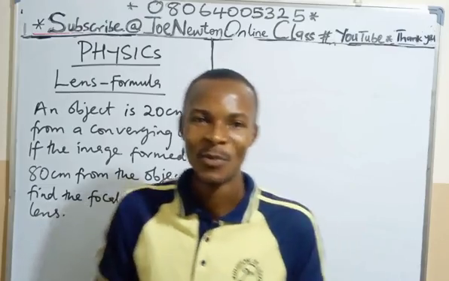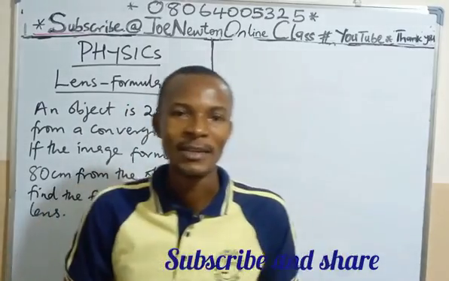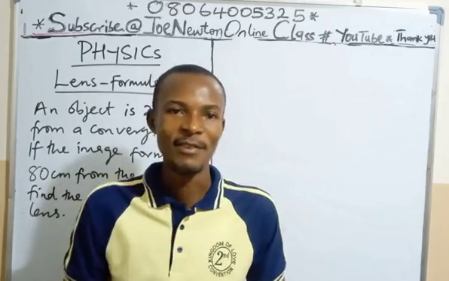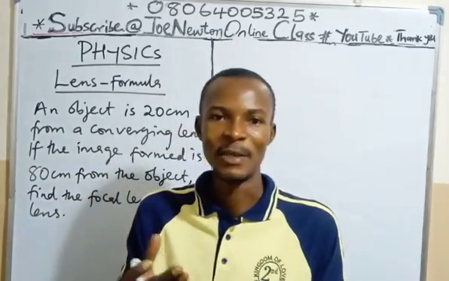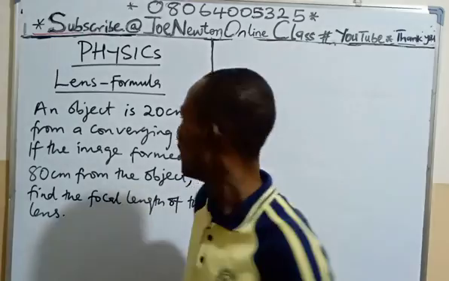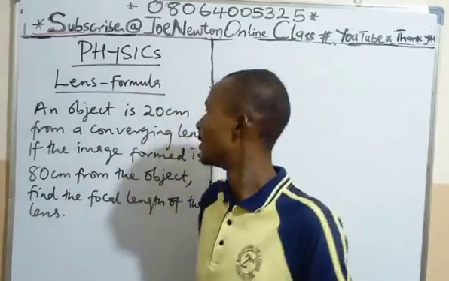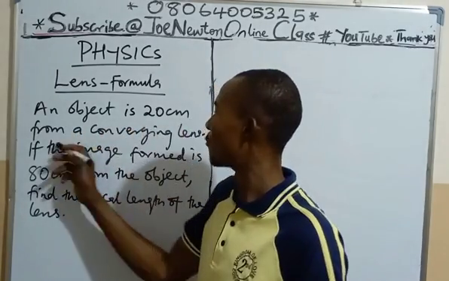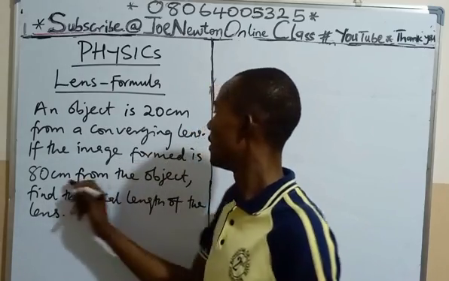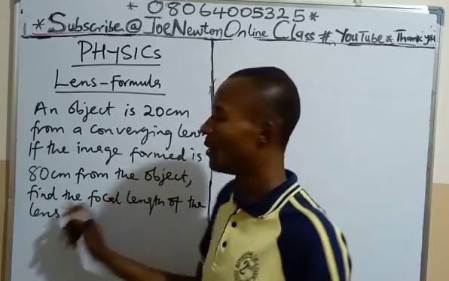In this class, I'm going to solve this question taken from the lens formula, that is under optics in physics, a topic in physics. Of course, it stems from the general topic of waves. Now, let's look at the question. The question says that an object is 20 cm from a converging lens. If the image formed is 80 cm from the object, find the focal length of the lens.